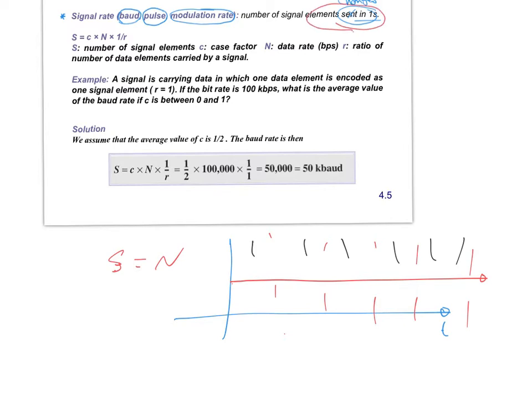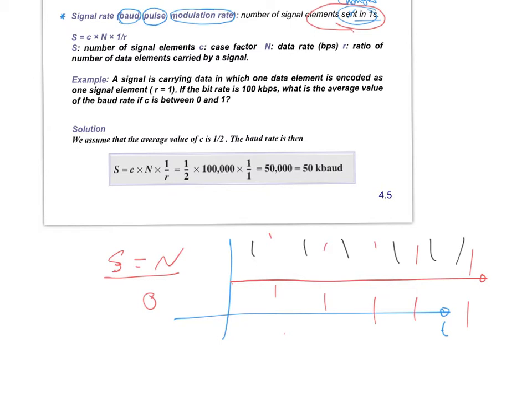But actually, if we stick to this definition, then the number of signal elements is equal to the number of data elements, which is n. However, the signal rate is proportional to the frequency of the signal, which in that case is actually zero. So this is an extreme example. The signal rate is the number of signal element changes per second, and this is very important. It is the rate of change in the digital signal per second.